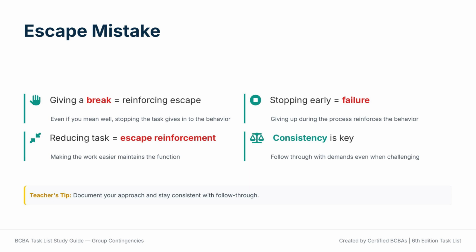A major error in escape extinction is giving a break after problem behavior. Even if the intention is to help, removing the demand reinforces escape behavior. Reducing task difficulty or stopping early can also function as escape reinforcement. If you give in during the process, the behavior is strengthened. So again, the key is consistency and follow-through, even when the situation becomes challenging.